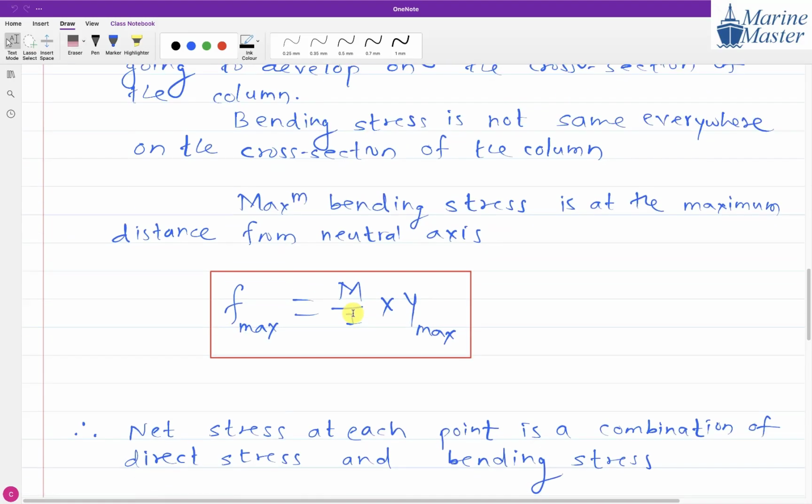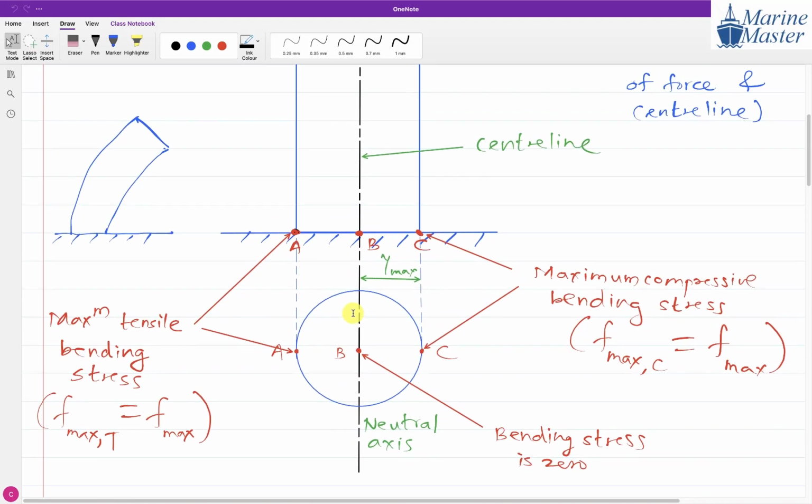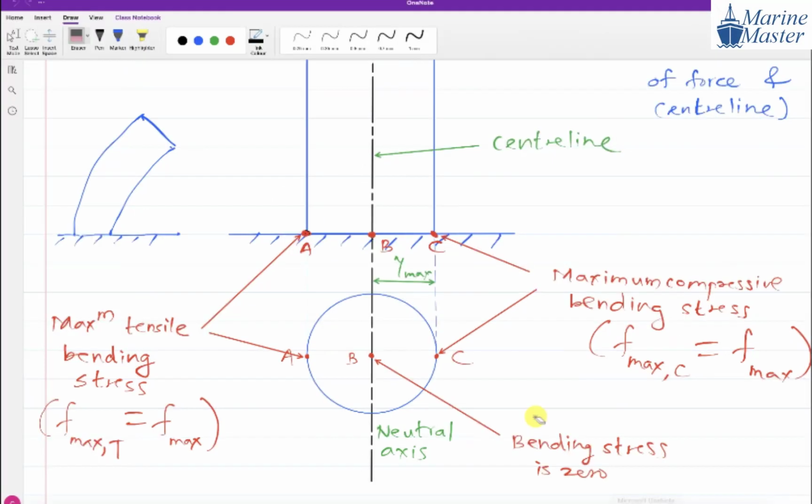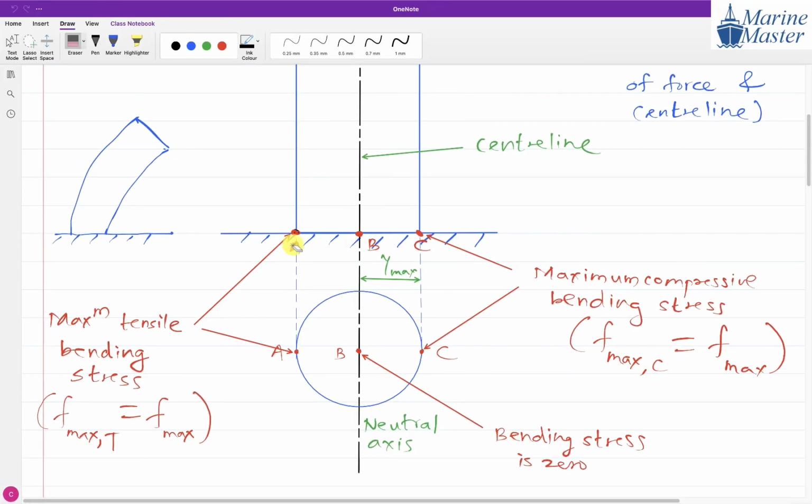So net stress at point A will be what? Suppose we want to find the net stress at point A. Now what I told you, everyone: every point has two stresses. Which two stresses? One is direct stress and the other is bending stress.